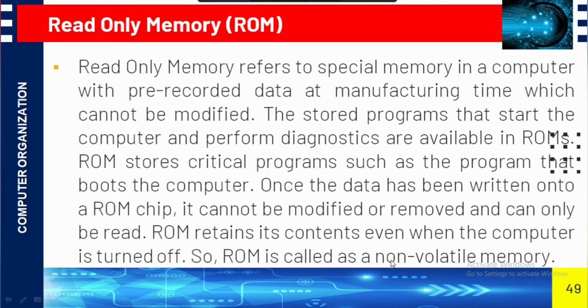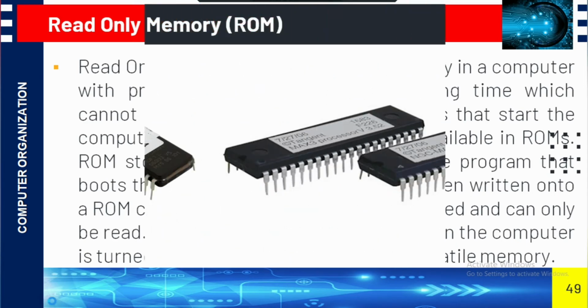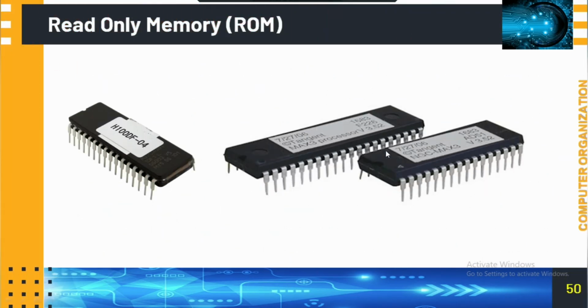We already know volatile means temporary, non-volatile means permanent memory. The content stored in ROM is saved permanently. It cannot be changed. Okay. So now you can see the ROM chip. These are the different ROM chips that are available. These chips can be inbuilt with your motherboard.